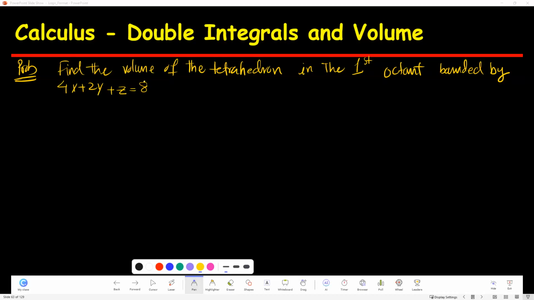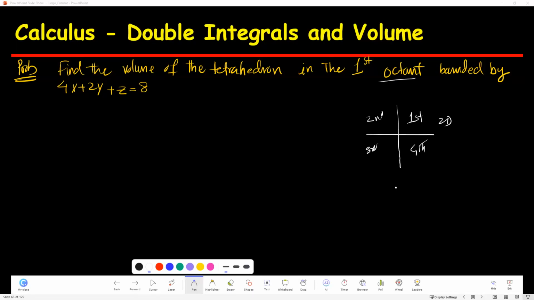This time the function is given, the limit is not given. See one thing: sometimes the limit is given and the function is not given. This time the function is given and the limit is not given. By the way, we talk about this octant. We used to learn about the octant in the very first chapters of this course. If you have a first quadrant, you call it quadrant, second, third, and fourth.